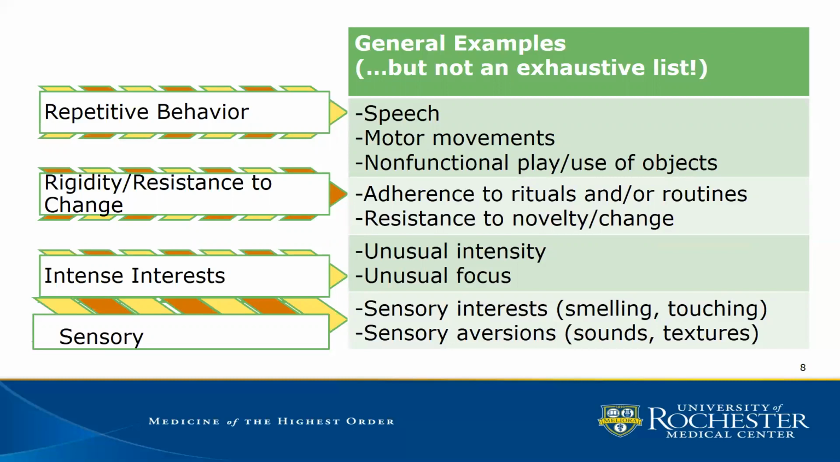We often see repetitive motor movements. So the most classic sign that we think of is flapping hands. You might see kids posture their fingers in specific ways, or you might see whole body movements that involve things like rocking and positioning of the arms or legs in specific ways that happen over and over again.